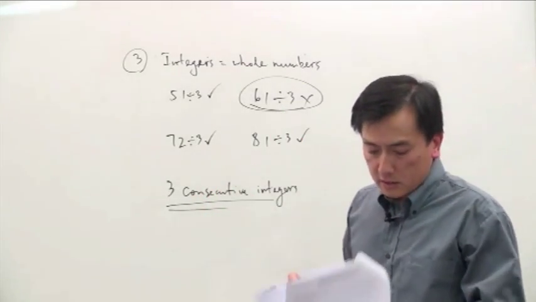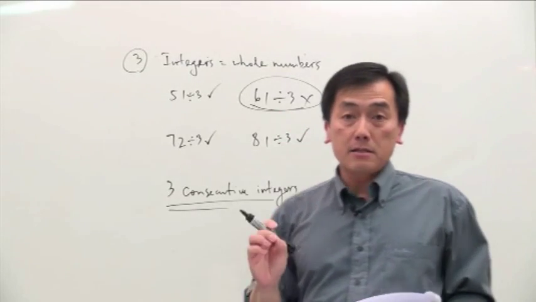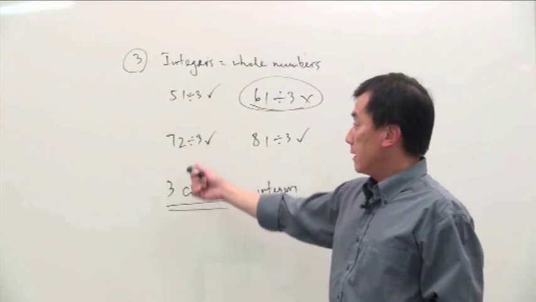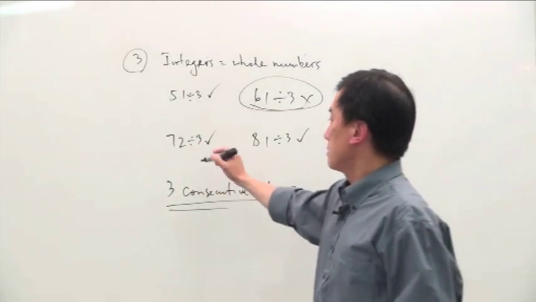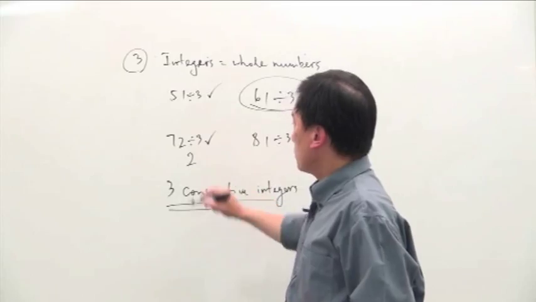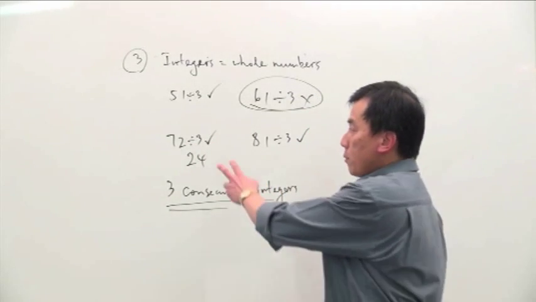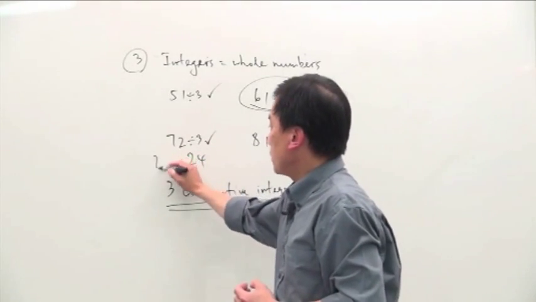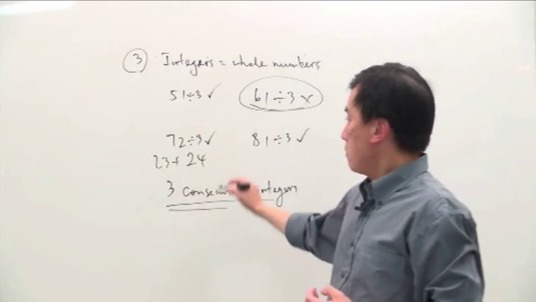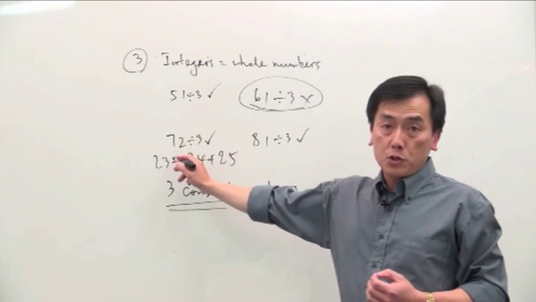Okay? This is the only one that does not give you the sum of three consecutive integers. We want to double check. Let's double check 72. 72 divided by 3 will give us 24, because 7 divided by 3 is 2 remainder 1, and 12 divided by 3 is 4. Your middle number is going to be 24 because there are three numbers. So that's 23 plus 24 plus 25. That should give you 72.